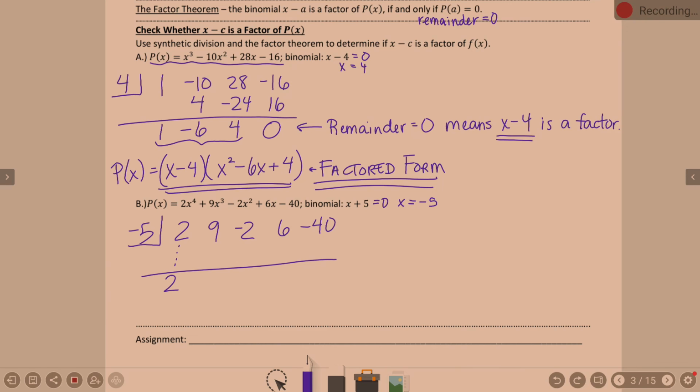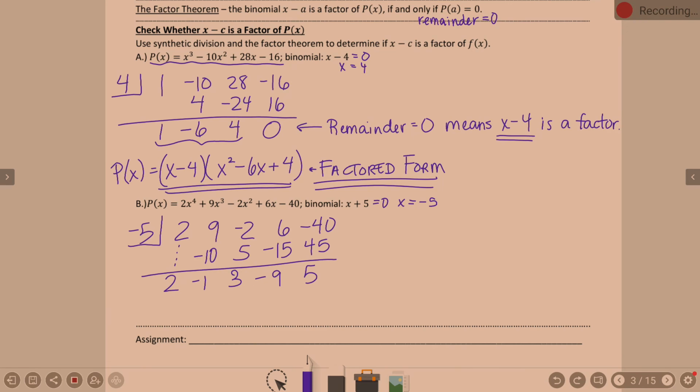Okay, multiply. Negative 5 times 2, negative 10. Tell me the number. 9 plus negative 10? Negative 1. My bad. Okay. Multiply. Negative 5 times negative 1? 5. Add. Negative 2 plus 5? 3. There we go. Multiply. Negative 5 times 3? Negative 15. Add. 6 plus negative 15? Negative 9. Negative 5 times negative 9. 45. Negative 40 plus 45. 5.